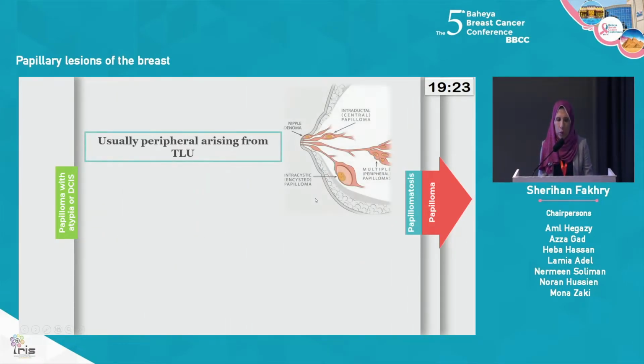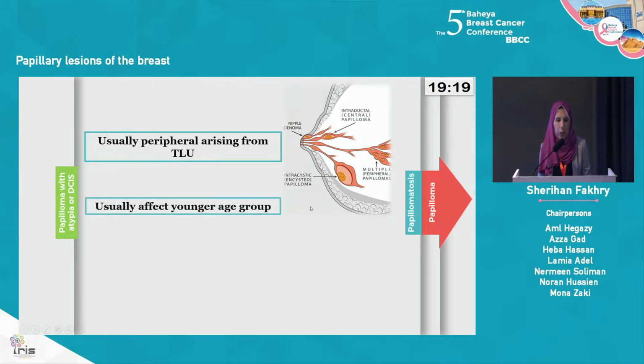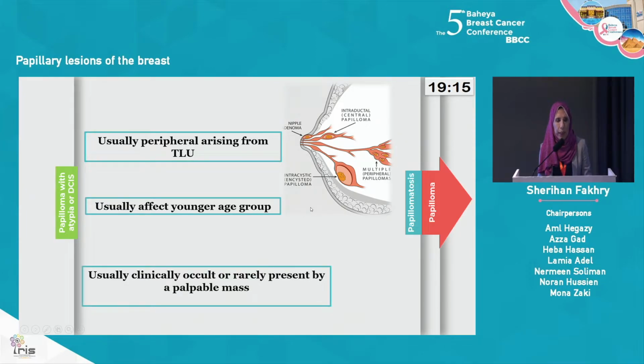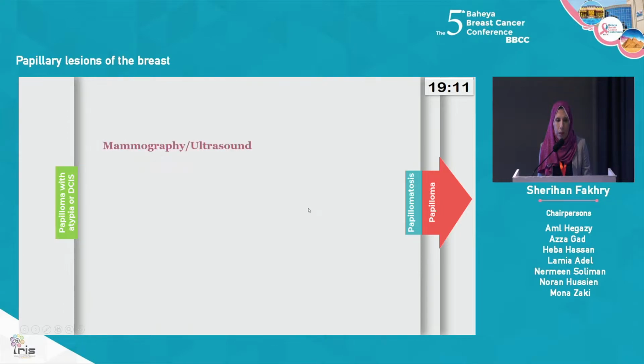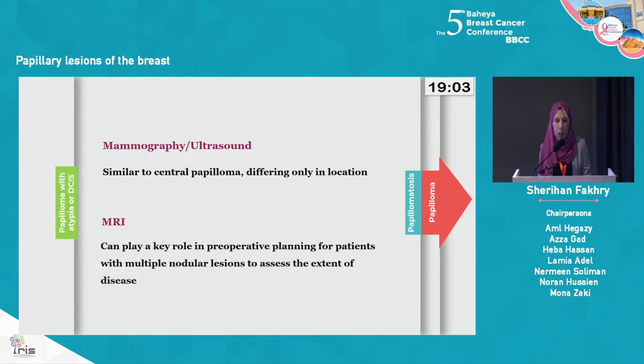Concerning papillomatosis, they usually are peripheral, arising from the terminal ductal lobular unit, usually affect a younger age group, and they are usually clinically occult or rarely present with a palpable mass. By mammography and ultrasound, they are similar to central papilloma, differing only in the location. And the MRI can play a key role in the preoperative planning for patients with multiple nodular lesions to assess the extent of the disease.